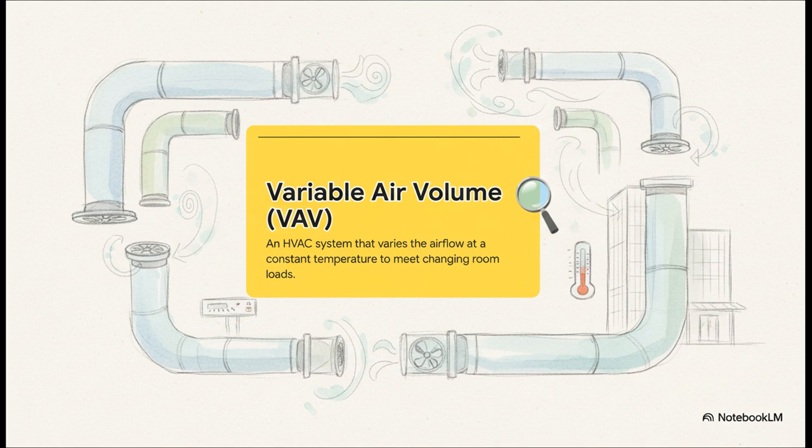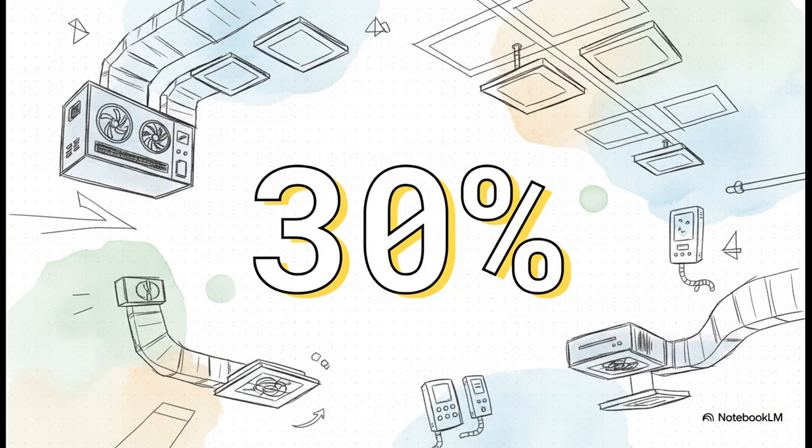Then, the real magic is that each room, each zone, gets to decide exactly how much of that cold air it wants. And why does this matter so much? One word, money. Or, well, energy savings. Just by delivering only the air that's actually needed, you can slash your energy bill by up to 30% compared to a CAV system. That is a huge number, and you can bet it's something you want to have in your back pocket for the exam.